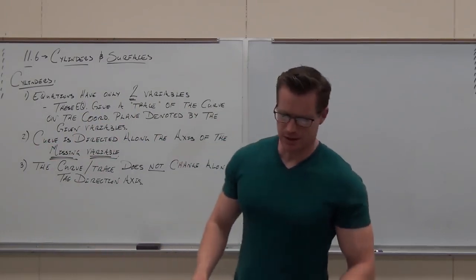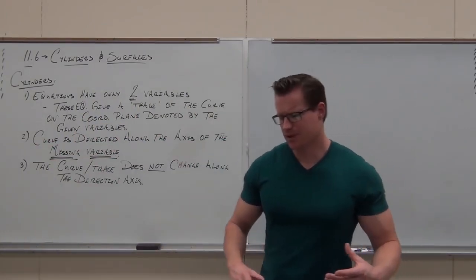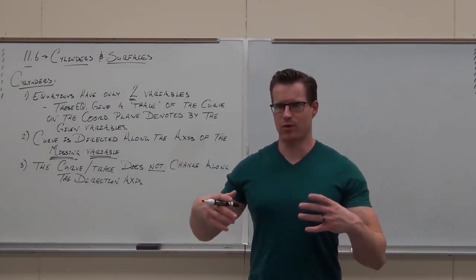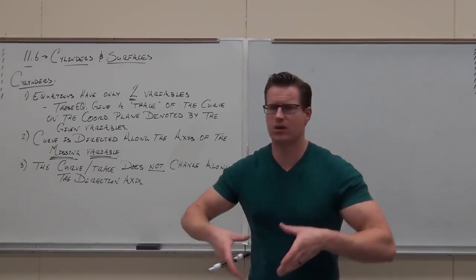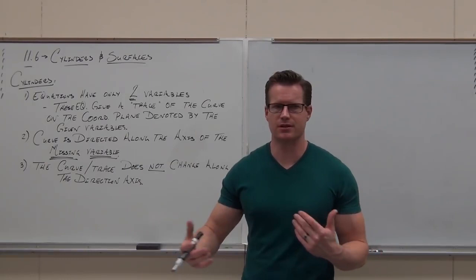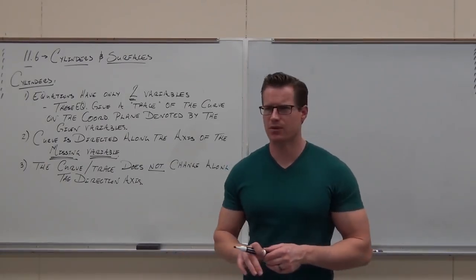And lastly, I'm not going to write it down. Just keep this in mind. These things aren't all going to look like soda cans or toilet paper rolls, all right? They're going to be just a shape that's not changing along an axis. That is what a cylinder is in Calculus 3. Head nod if you're okay with the ideas here.